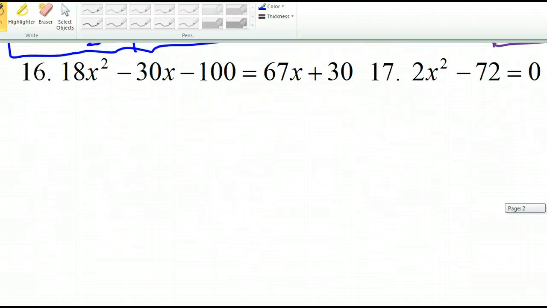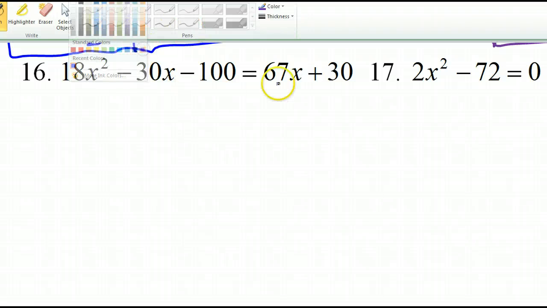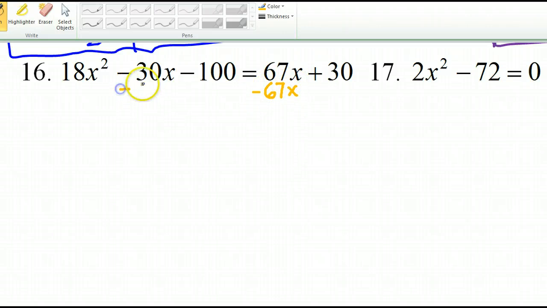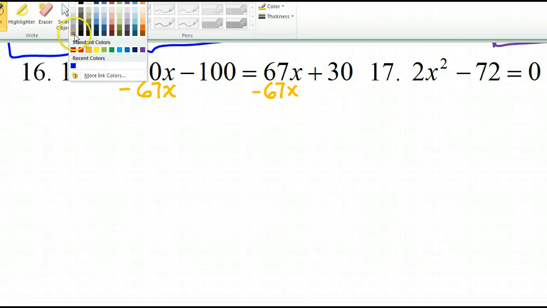Alright, let's take a look at number 16. Wow, this is a long problem. Okay, it goes all the way over there. Alright, we need to get all this stuff over to the left. We need 0 over here. So what are we going to do about it, people? Well, I'll tell you what we're going to do about it. Let us subtract 67 from both sides. Okay, line up those like terms, guys. And similarly, let's subtract 30 from both sides.